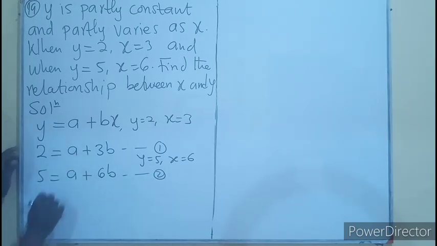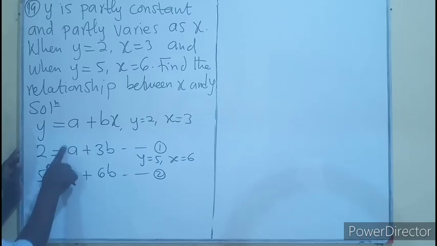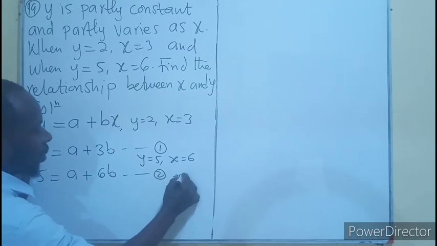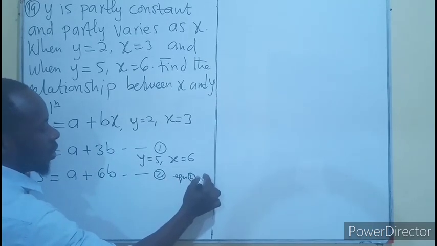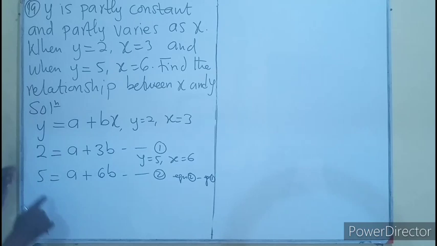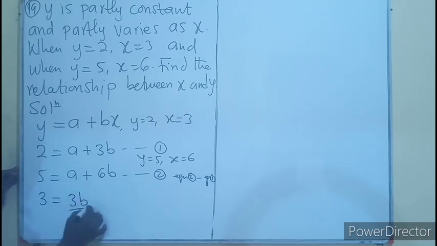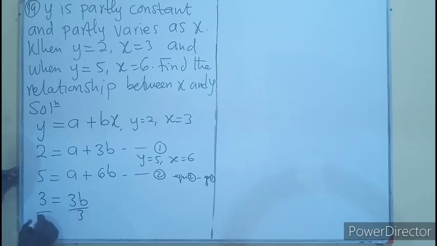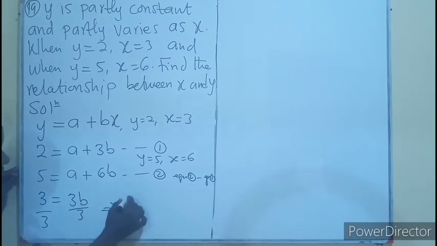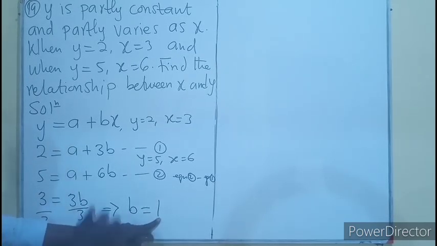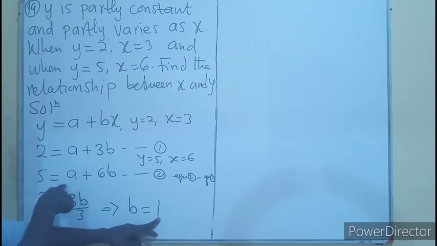So now solving the two equations simultaneously, knowing very well that the coefficient of a is the same, I only subtract. So I have equation 2 minus equation 1. Meaning 5 minus 2, that will be 3. A minus a will be 0. 6b minus 3b will be 3b. Divided by 3 and 3, that implies that your b is going to be 1.